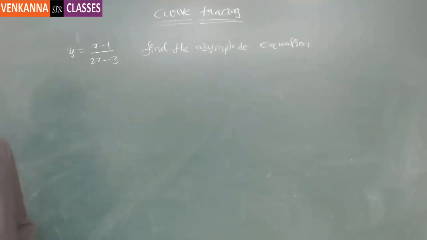Yeah, but so what is the equation of the asymptote? So y is equal to 3 by 2. I think it's not correct. No, x equal to 3 by 2 is also not correct. Why 3 by 2? Anybody else?